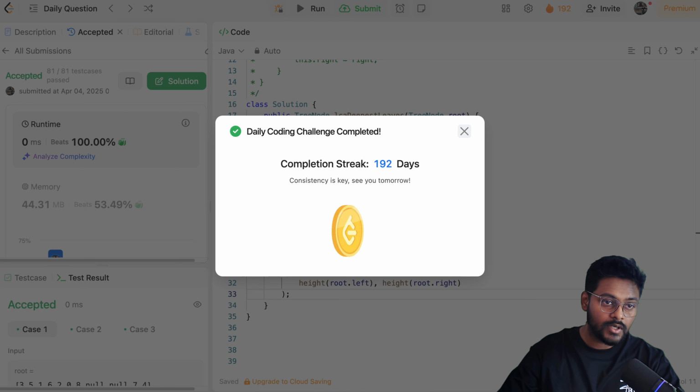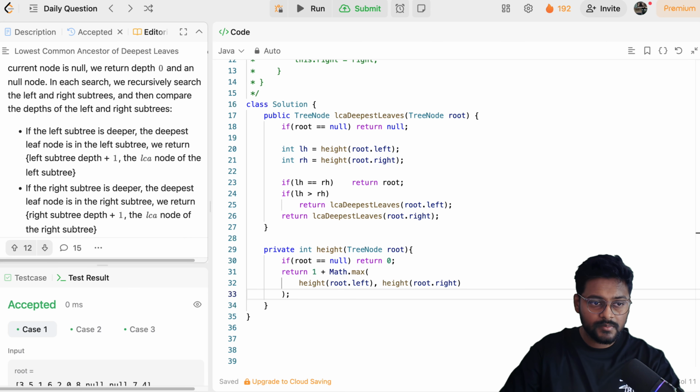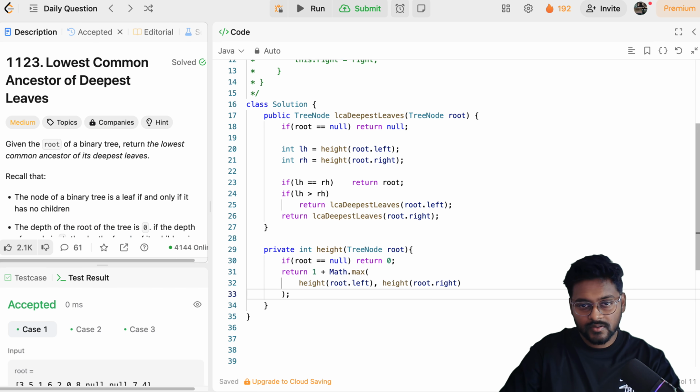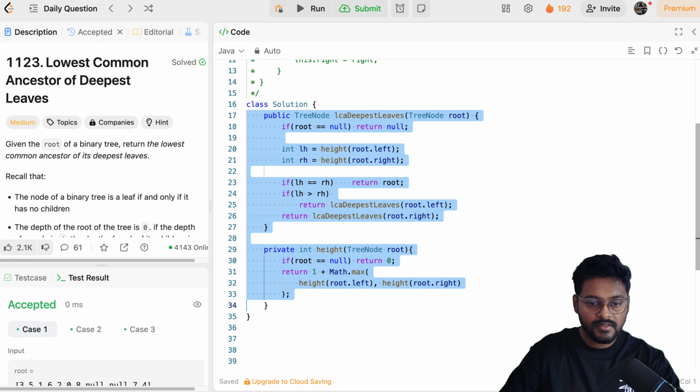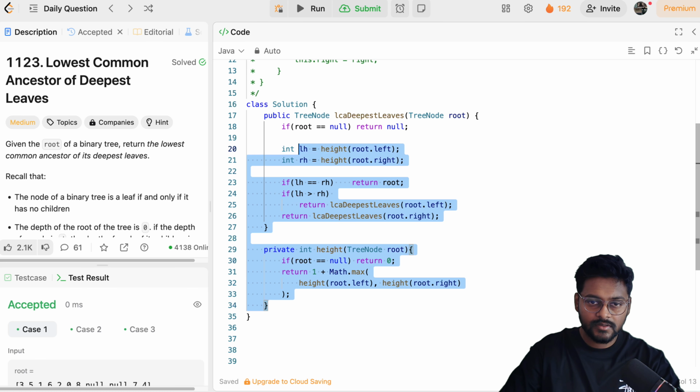In case you want to explore better, or if you just have a look at the editorial, this problem is something they are just doing in a single traversal. So if you are okay with that, if you are able to understand that, just go with that. Otherwise, just to keep it simple, this is a good solution.